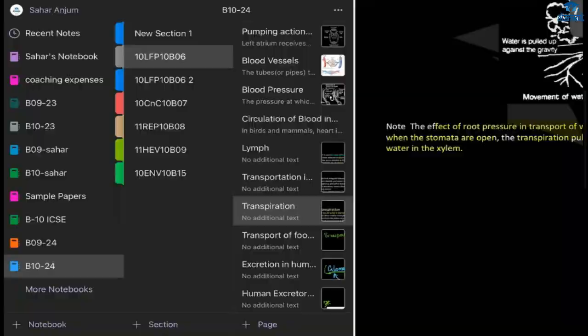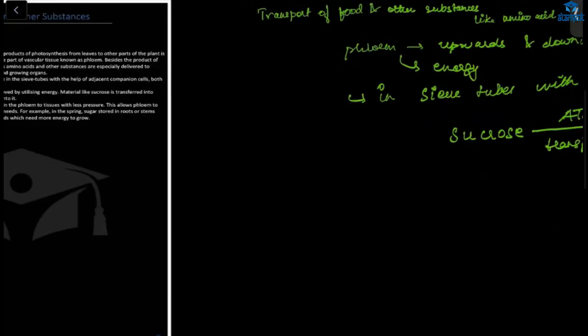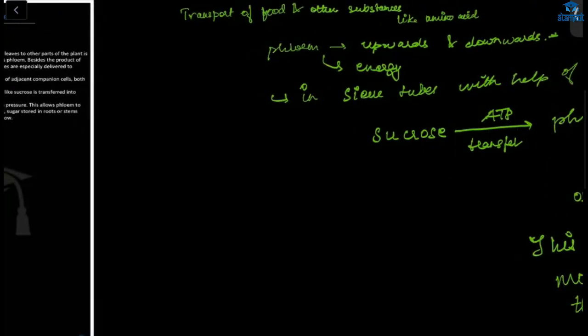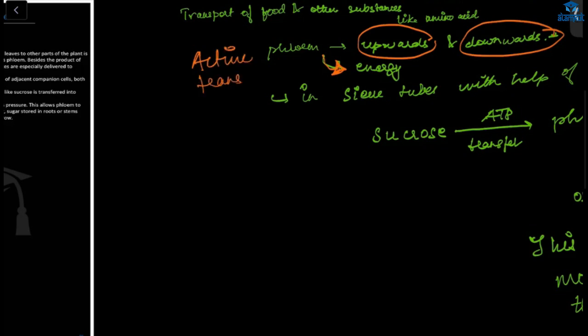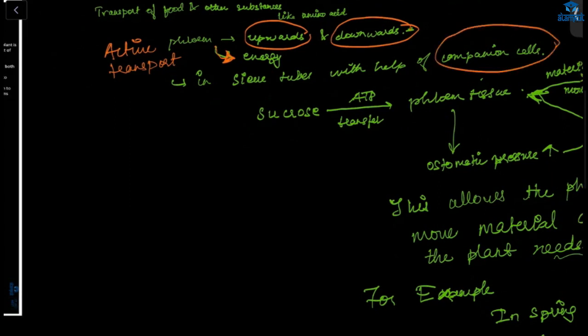Now, transport of food. Transport of food is called as what? Translocation. This is phloem. In the xylem case, there was only upward movement of water. In the case of phloem, the movement would be upward and downward with the help of energy. Here the transport is what? Active transport. In the case of xylem, it was passive transport. There was no requirement of energy. So phloem will be having sieve tube and companion cell. Both will help.